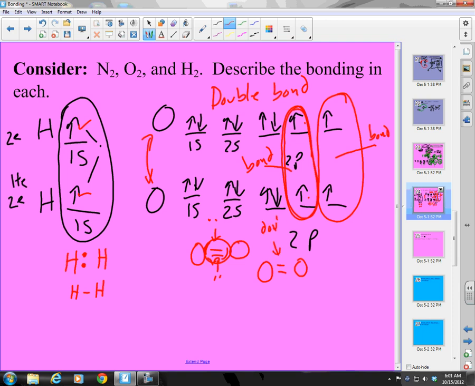And how many electrons are shared there? 4 electrons are shared because each line equals 2 dots, 2 electrons. So if I have double lines, then I'd have 4 electrons being shared. Good. And then let's take a look at nitrogen.